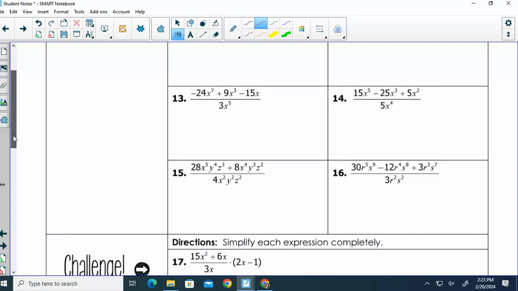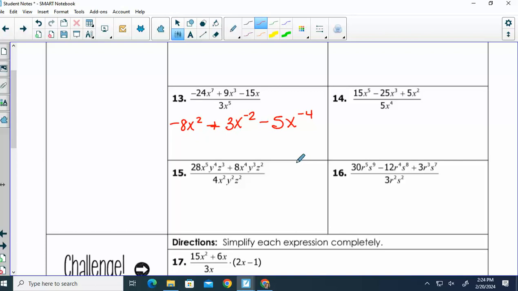This one is a little bit different. If we start dividing this, negative 24 divided by 3 is negative 8. x to the 7th over x to the 5th would be x squared. Plus 9 divided by 3 is 3, but what do you notice about that? So it'd be 3x squared, minus 15 divided by 3 is 5x to the negative 4.